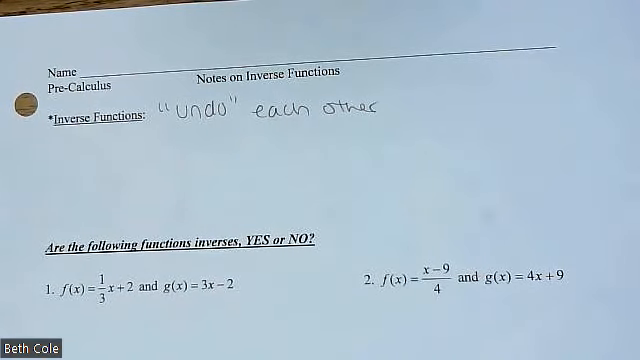I feel like undo is more descriptive though, because a function is a process. It's like doing something. So one function does something and the inverse function undoes it. So you get right back where you started. Does this make sense? Okay. I always bring up socks and shoes. You take off your shoes, you take off your socks, you put on your socks, you put on your shoes. Okay, they undo each other.